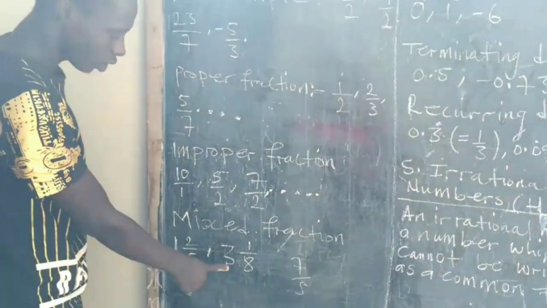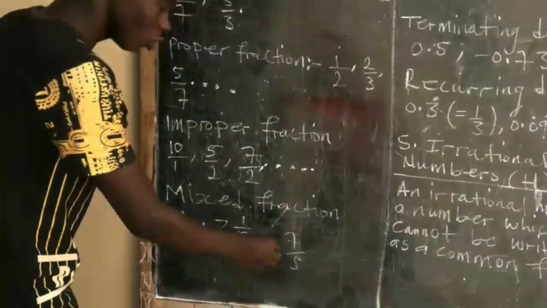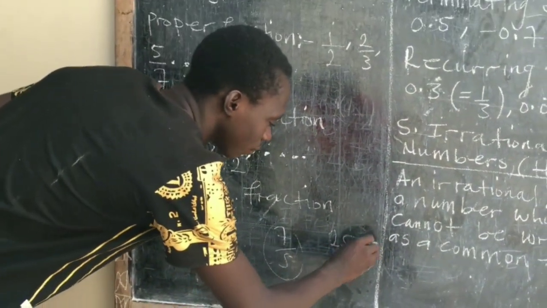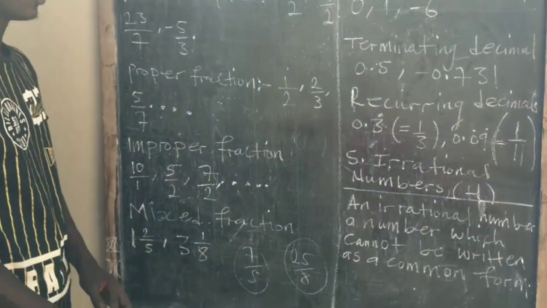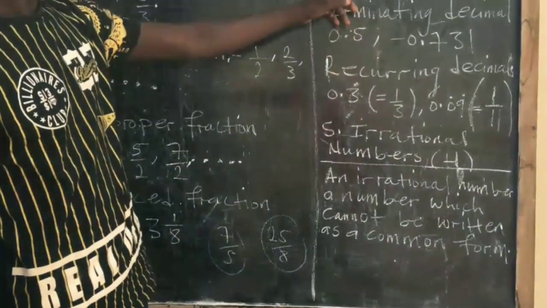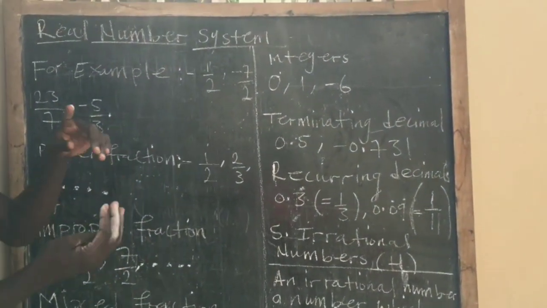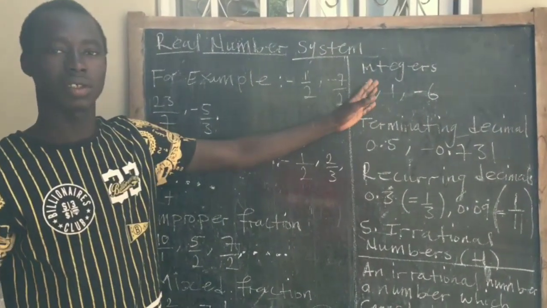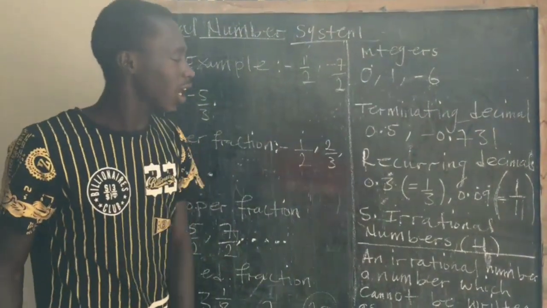So this one also, 3 times 8 is 24, plus 1 is 25. So this is the same as 25 over 8. 3 1 over 8 is the same as 25 over 8. So we have integers. Integers are what? I said it earlier that integers are negative and positive whole numbers. All negative and positive whole numbers are what? Integers.